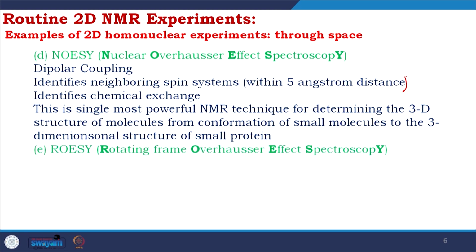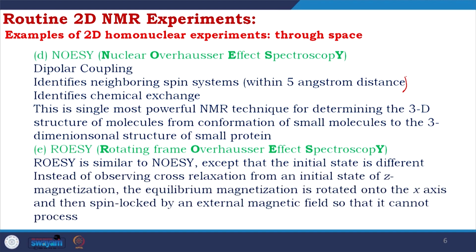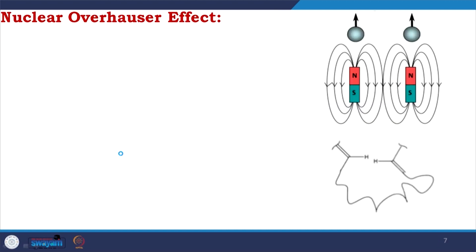ROESY, rotating frame Overhauser effect spectroscopy, is very similar to NOESY, except that the initial state is different. Instead of observing cross relaxation from an initial state of Z magnetization, the equilibrium magnetization is rotated onto the x axis and spin locked by an external magnetic field, so that it cannot precess. Because of the rotation onto the x axis, it is called rotating frame Overhauser.